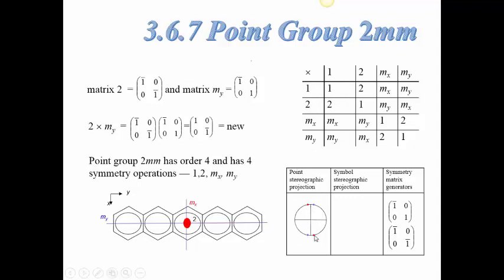And you can see you start out with the identity. Here's the twofold. And here you have a mirror across. This one is a mirror across Y, so that's MY. And here's a mirror, and then here's the mirror across X. And the symbol for the stereographic projection is the 2 perpendicular mirrors with the twofold right in the middle, and you can see that's represented here on pentacene.